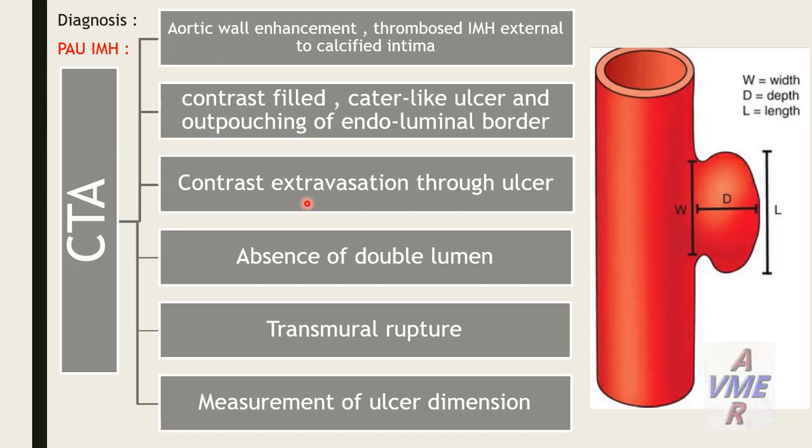Contrast extravasation through the ulcer, absence of the double lumen which differentiates it from aortic dissection, transmural rupture, and measurement of the ulcer dimension, that means length and width and the depth.